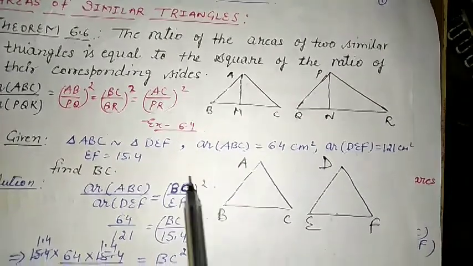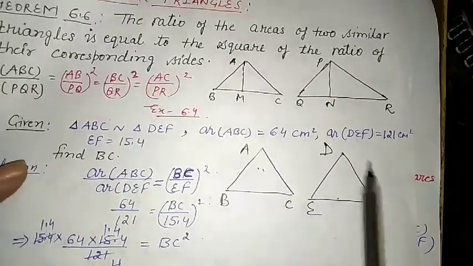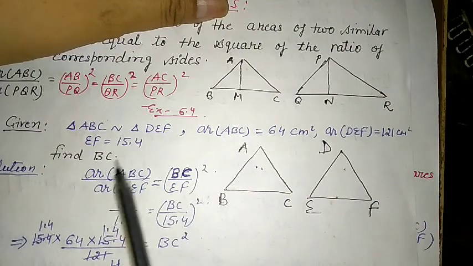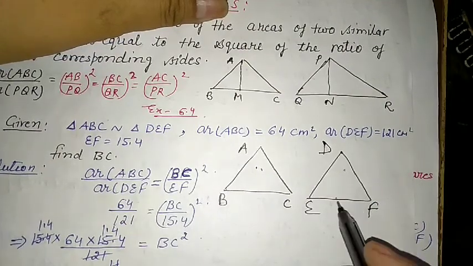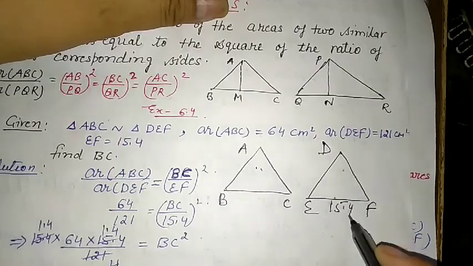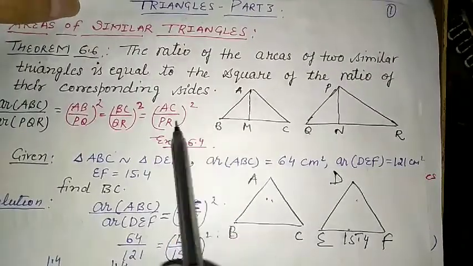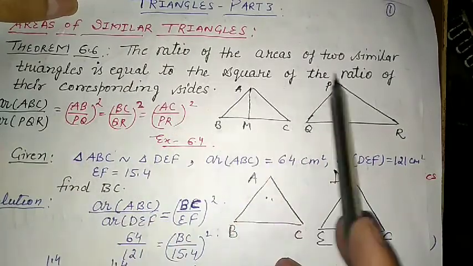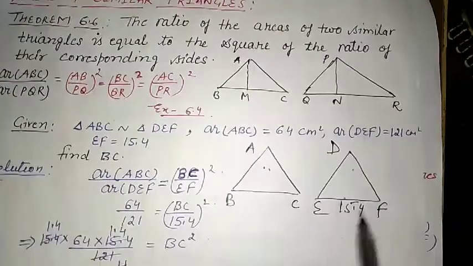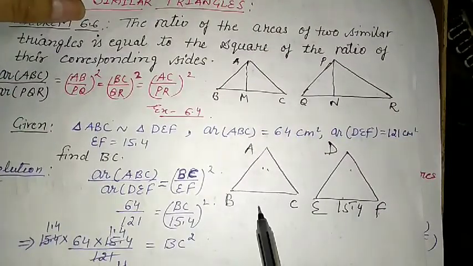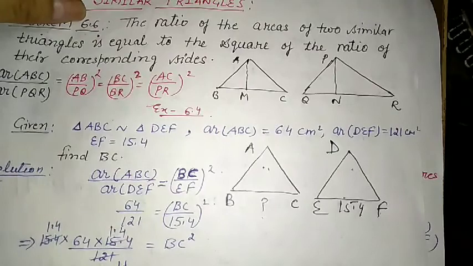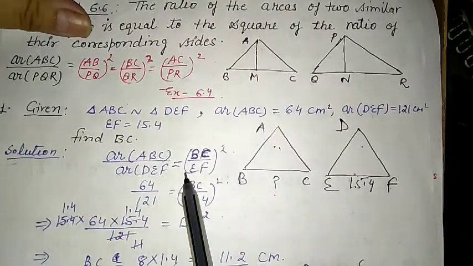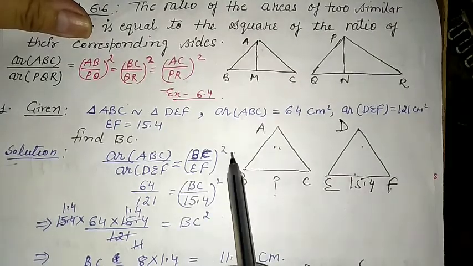The area of this triangle is given as 64 and the area of this triangle is given as 121. We have to find BC. EF is also given, this side is 15.4. According to the theorem, the ratio of the areas of the two triangles is the square of the ratio of their corresponding sides. EF is the corresponding side of BC, which we have to find. So area of ABC upon area of DEF is equal to BC upon EF whole square.